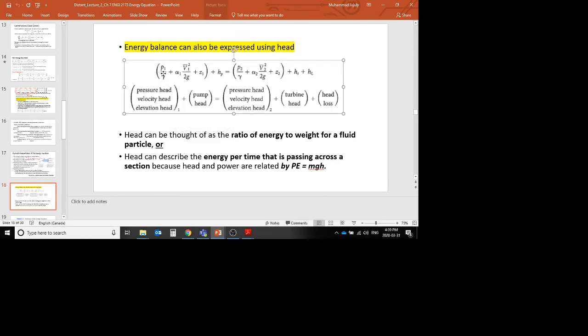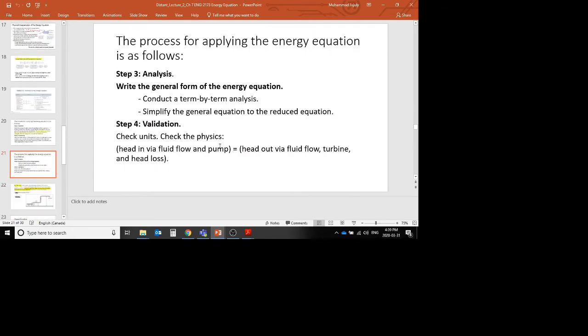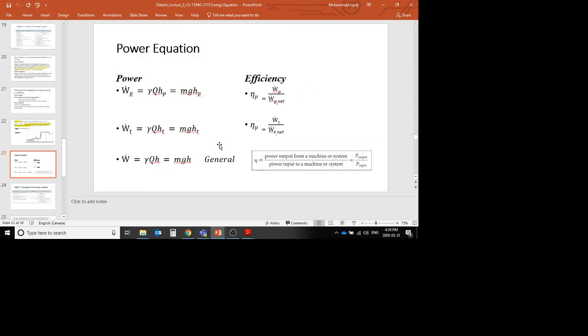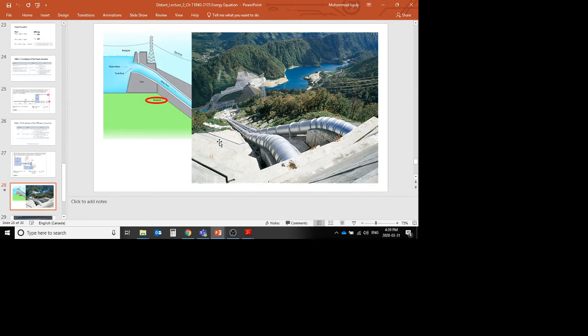So this portion is the pressure head, velocity head, and elevation head plus pump head equals, at point 2, pressure head, velocity head, and elevation head plus turbine head plus head loss. Okay, so this is how we will formulate the problems. These are all the things you need to know from chapter 7. The rest you can just ignore.